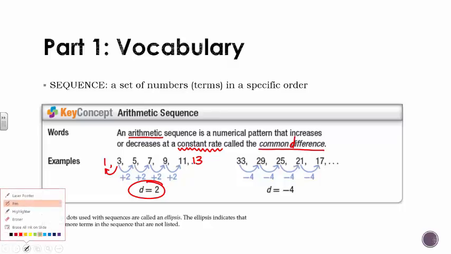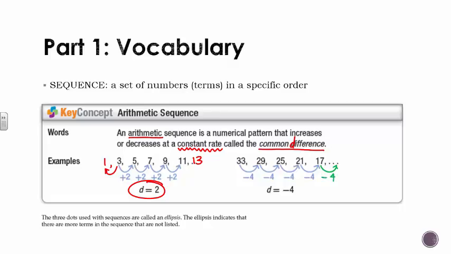And like we said, they can either go up or down. So like this one, 33, 29, 25, 21, 17. Hopefully you can pick out the next one. Just subtract 4 more and go down to 13. The 3 dots used with sequences are called an ellipsis. The ellipsis indicates that there are more terms in the sequence that are not listed. So if you look here, dot, dot, dot, means that we are way too lazy to write down all the numbers because it's literally going to go on forever. So we put dot, dot, dot saying that it continues.